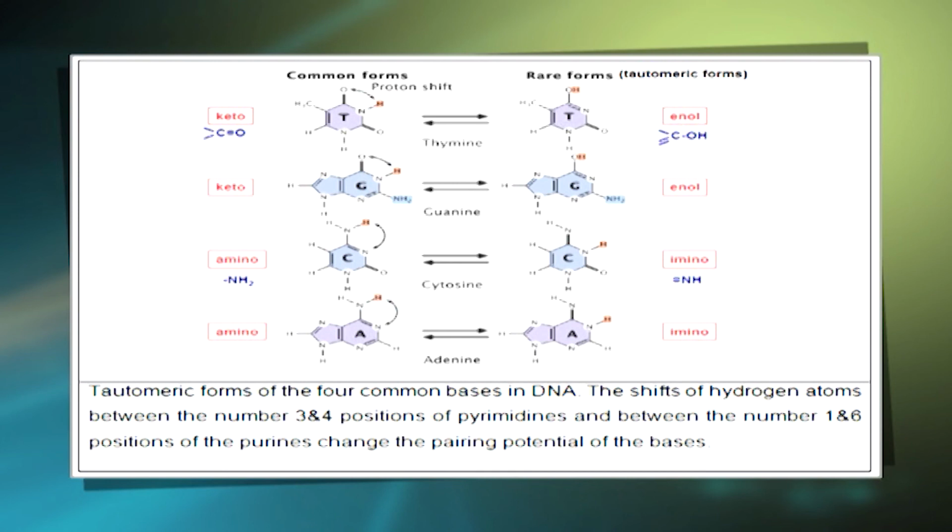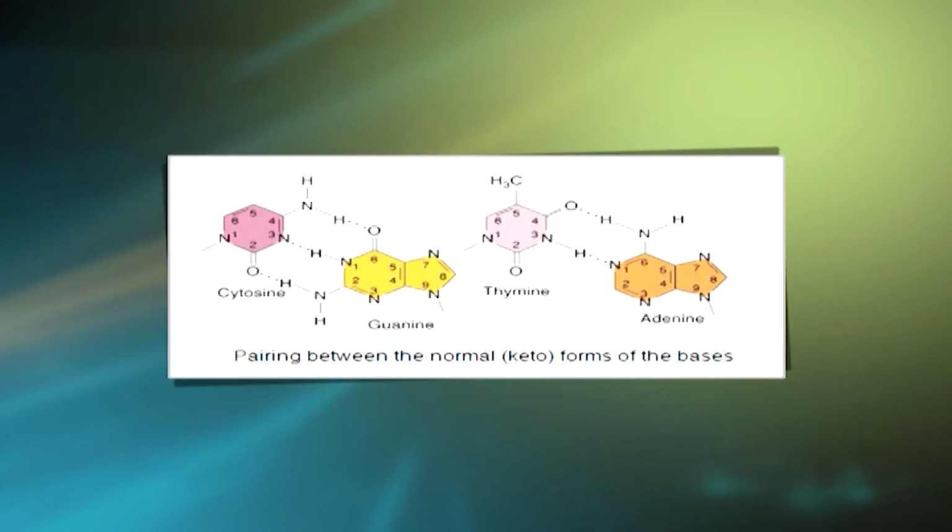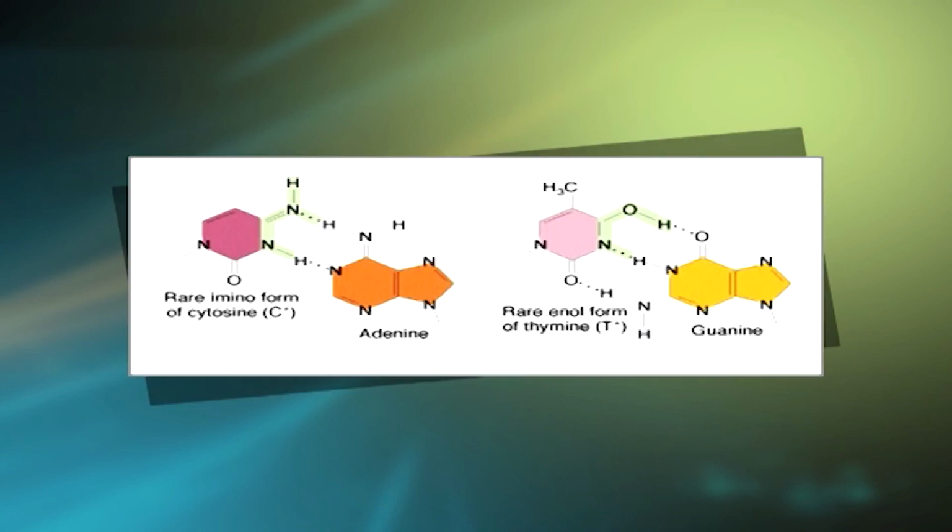Here in this figure, you can see the tautomeric forms of the 4 common bases in DNA. The shifts of hydrogen atoms between the number 3 and 4 positions of pyrimidines and between the number 1 and 6 positions of the purines change the pairing potential of the bases. Here in this figure, you can see the pairing between the normal keto forms of the bases. In this next figure, you can see the mispairs resulting from rare tautomeric forms of the pyrimidines.